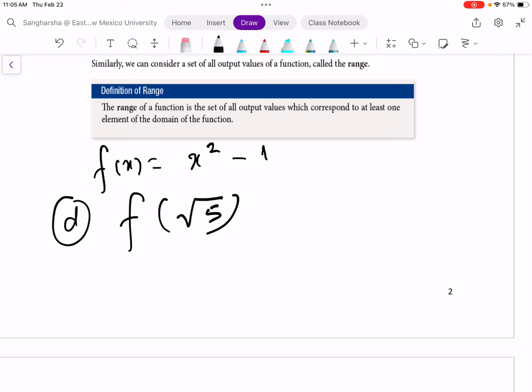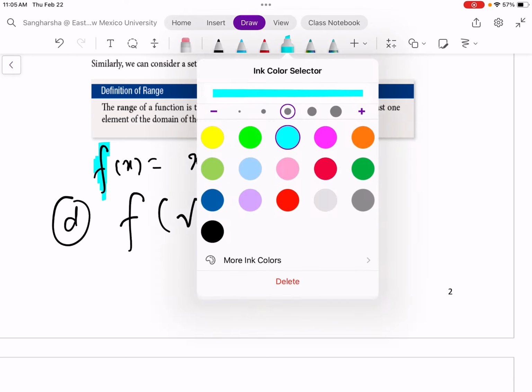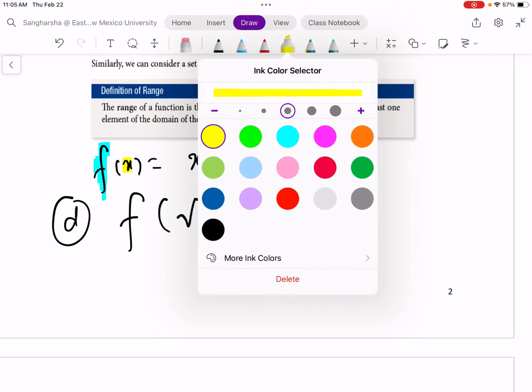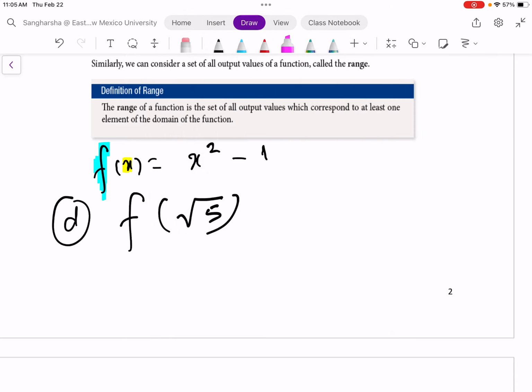So here we have a function. The name of the function is f. Whatever we have inside the parenthesis, we have x. So this x is the input, x is the domain. Your f is a function, your x is a domain, and the combined f of x is the output. This is the y. So f of x is the same as y. Do not get confused.